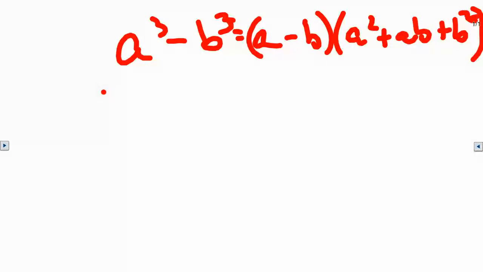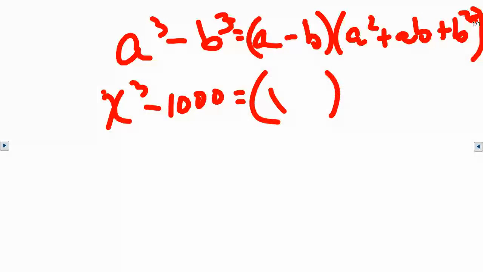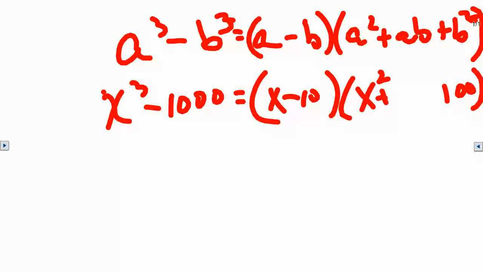So for instance, if I gave you something like x cubed minus 1,000, first identify what's being cubed. Well, x is being cubed, and 10 is being cubed. 10 times 10 times 10 is 1,000. That's my a and b. A squared is x squared. B squared is 100. And a times b would be x times 10, which is 10x.